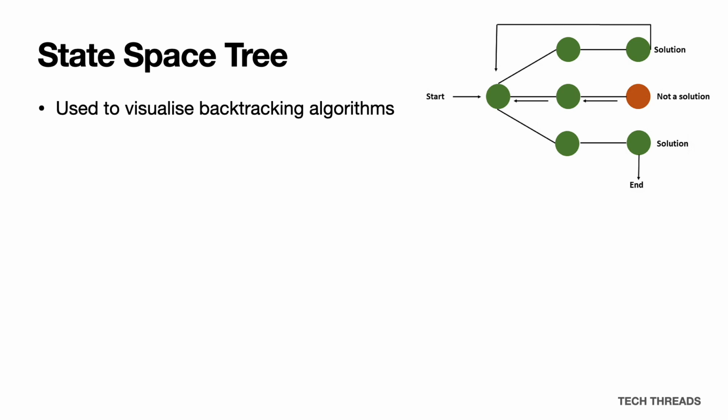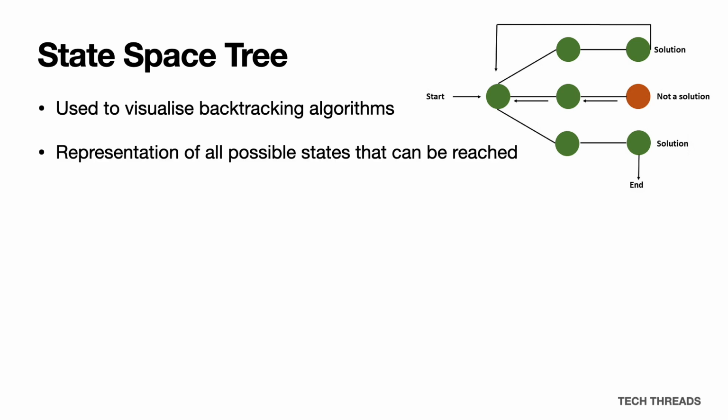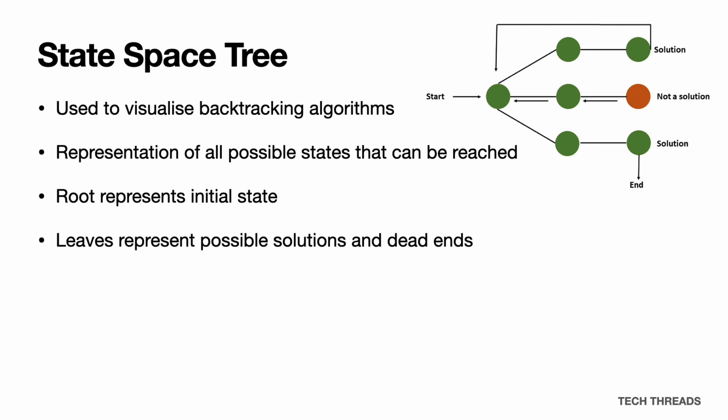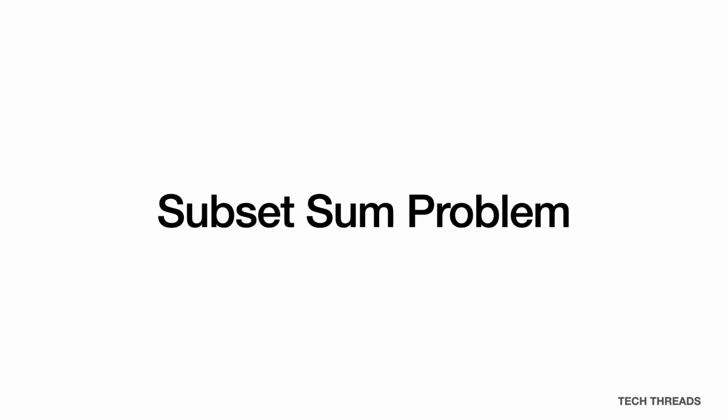We visualise backtracking algorithms using a state space tree. This is a representation of all the possible states or configurations that can be reached in the process of solving such a problem. The root of the tree is the initial state, and each leaf represents either a solution or a dead end. We'll use the subset sum problem to show how this works.